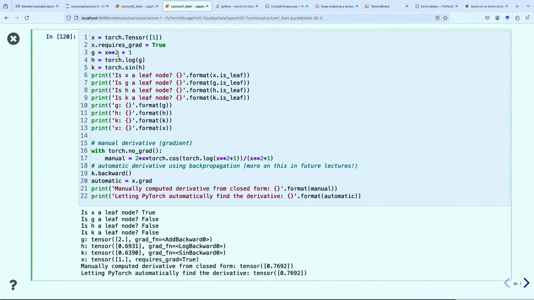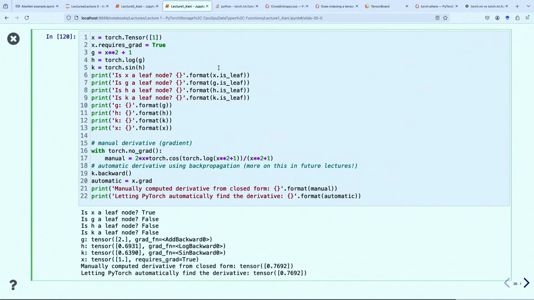Okay, and then we have the composite function. We have g is equal to x squared plus 1. We have h is equal to torch.log of g, and we have k that is equal to torch.sin of h. So what does this mean? Now we have basically a function that goes from x to k, and we know f is simply equal to k. I should have labeled k as f. Anyway, we have a chain that goes from x to k.